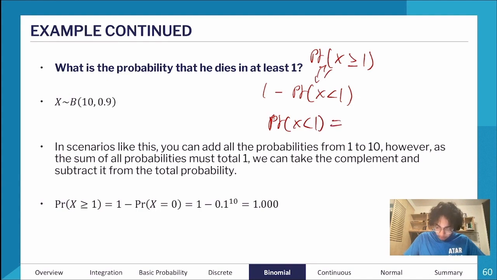And the probability that x is less than 1 is just equal to the probability that x is equal to 0, right? Because it's discrete. And so that's where I get this from. And I worked out what x is equal to 0 was from the previous slide. And this is basically just 0, right? Which is why we get 1.000 to 4 decimal places.